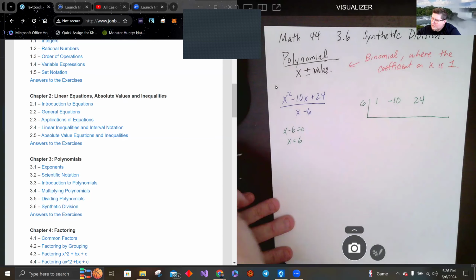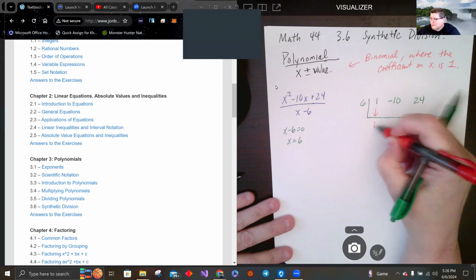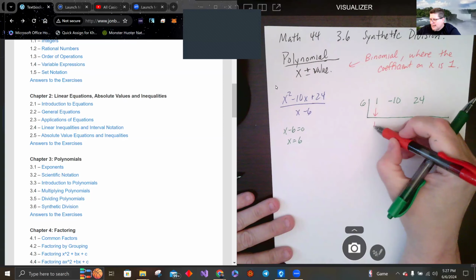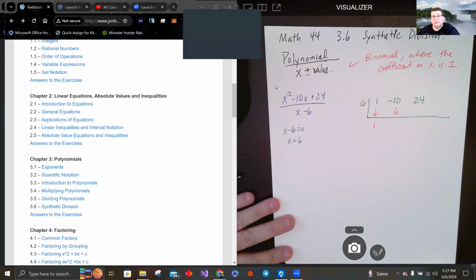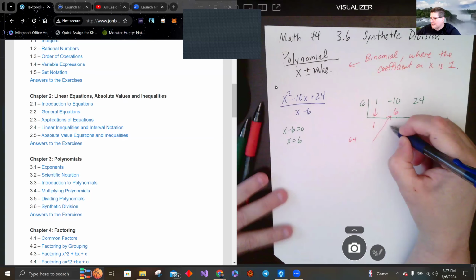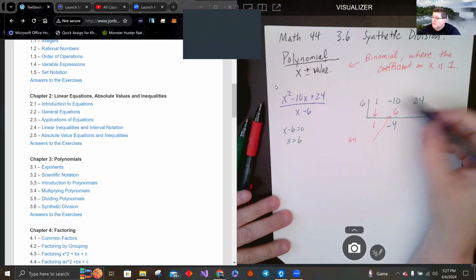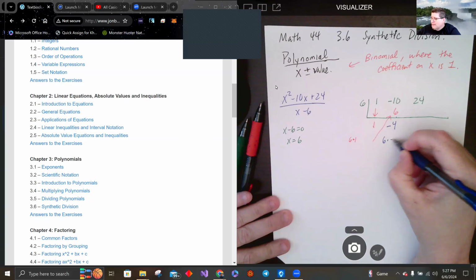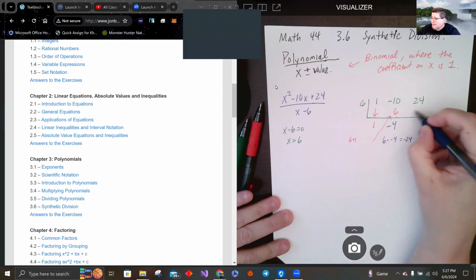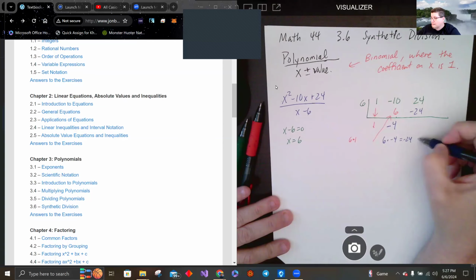The process is bring down the first number, take this number, multiply it times that. So 6 times 1 goes up there. Then I'm going to add negative 10 plus 6 is negative 4. 6 times negative 4 is negative 24. I'm going to put that up here. I'm going to add and I get 0.